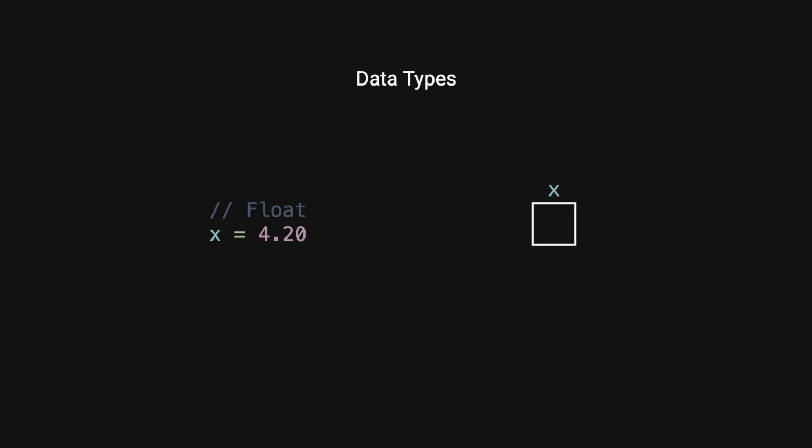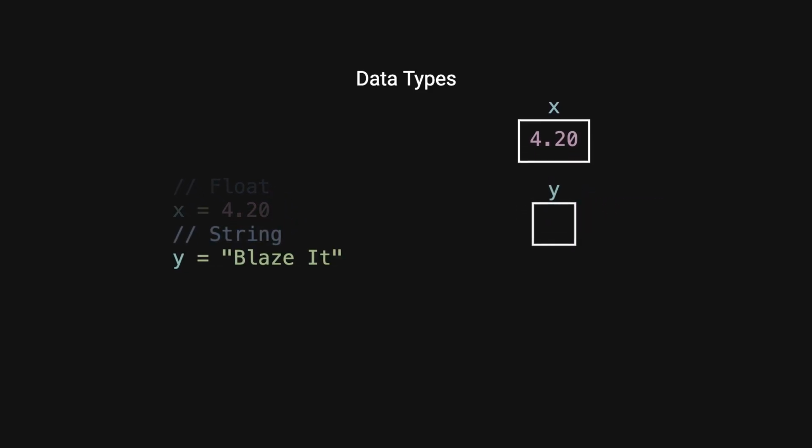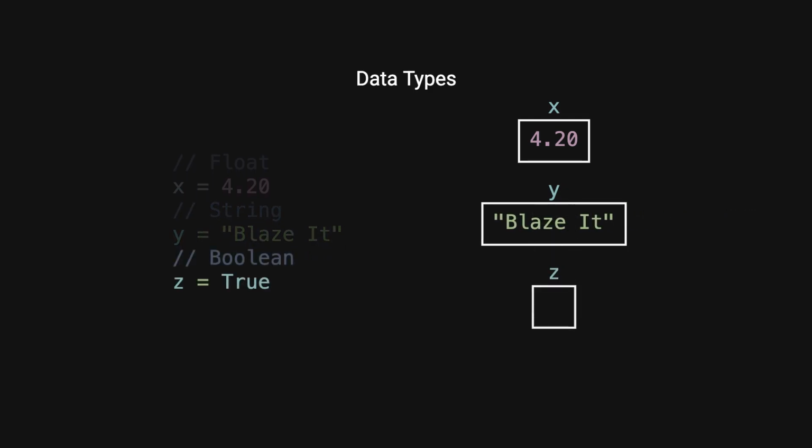Variables can hold many different types of values besides integers. Some common ones are decimals, also known as floats or doubles, words, also known as strings, and true or false values, also known as booleans. These are called primitive types, and each programming language has an equivalent.